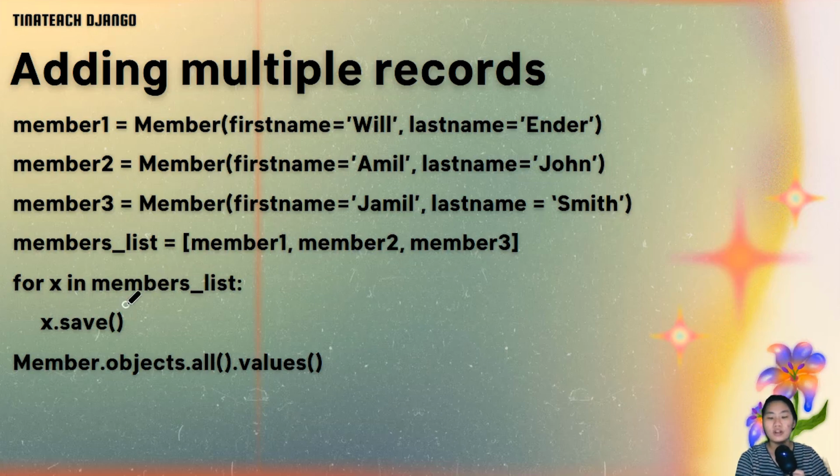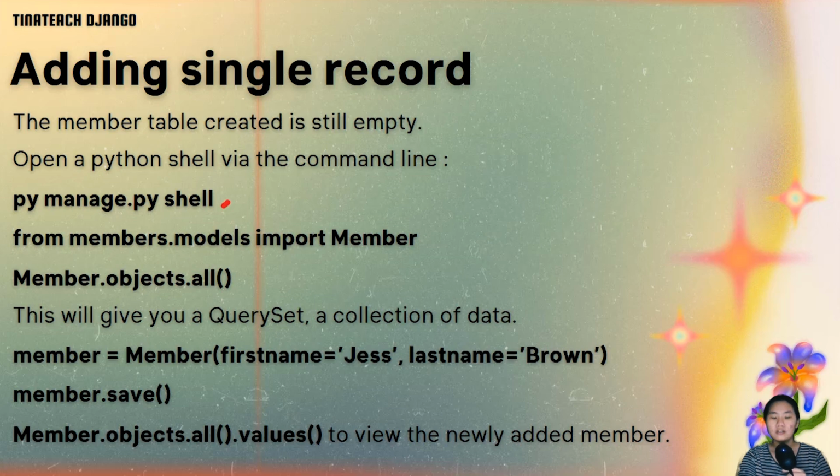Okay, now we're using a for loop. For x in members_list, x.save(), because obviously we have a bunch of records over here. We're not going to go through each of them and say, oh, save this, save this. Let's just use a for loop to loop through each of them, and just x.save() for convenience. Okay, and then we display all of the data that we've inserted with Member.objects.all().values(), the same thing that we have over here. So this line is strictly for displaying the updated database.